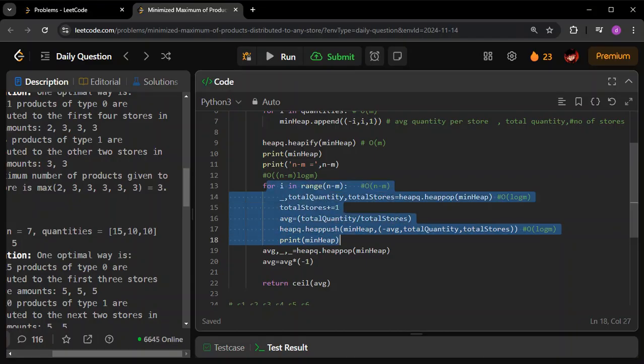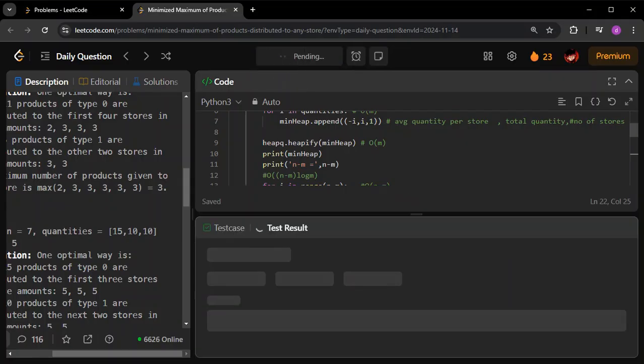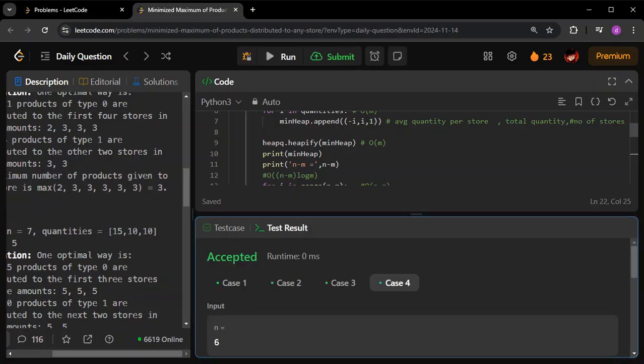Once I come out of this loop, that means once all the stores have a certain quantity of a product allotted, what I will do now is take the first value again. I will pop the first value, since it has the highest average. Remember that, so that is going to contribute to the answer, and I only need the average here. So remember, initially the average is negative. I will make it positive, and then I will return the ceil of that. Okay, so let me quickly run this. I already showed you the running of that, but this is going to be the answer.